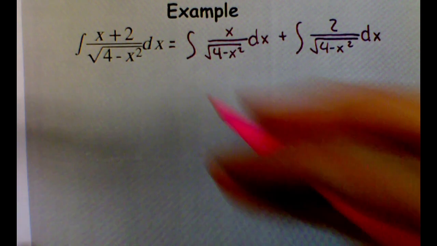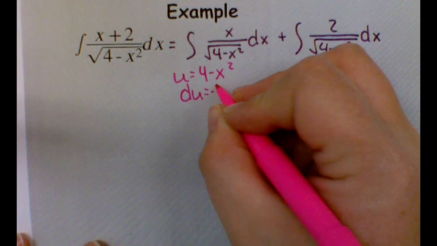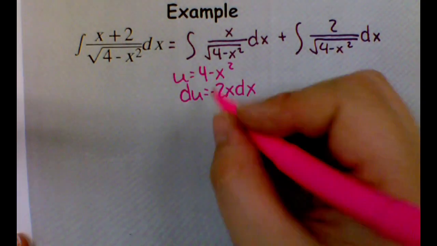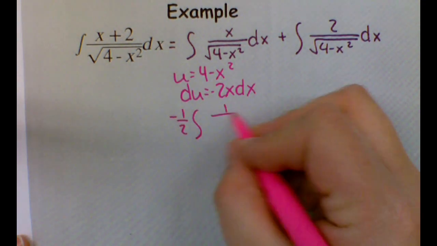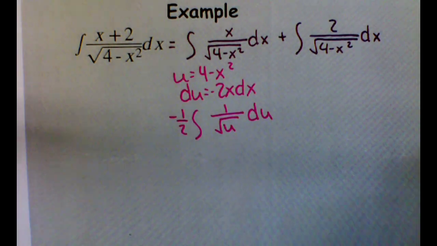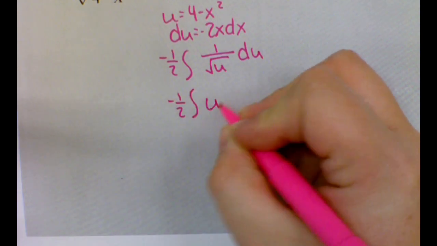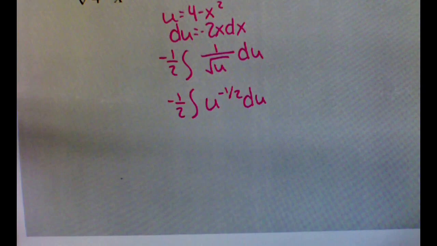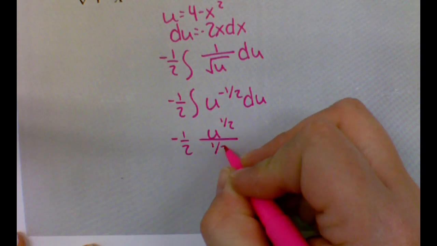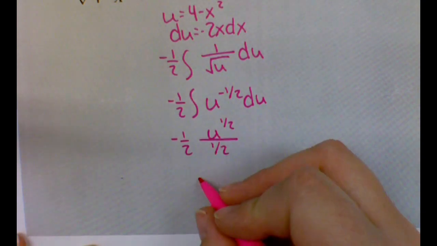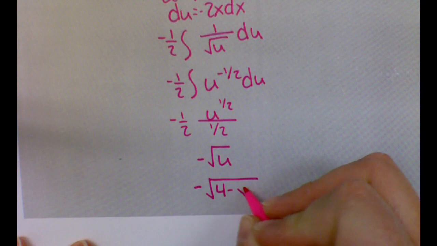Just basic u substitution. If u is 4 minus x squared, then du is negative 2x dx. Well, I don't have that negative 2 in there, so I go negative 1/2 antiderivative of 1 over the square root of u du. And remember, a square root can be rewritten as a 1/2 power, so this is really the antiderivative of u to the negative 1/2 power du, which is negative 1/2 times u to the positive 1/2 power divided by 1/2. The 1/2s cancel, leaving me negative square root of u, which is negative square root of 4 minus x squared.